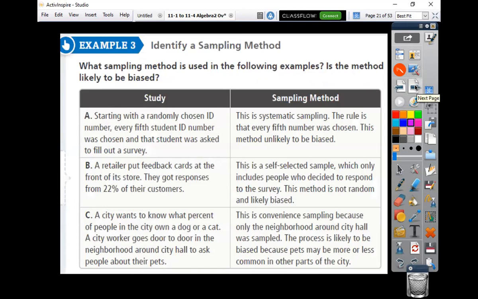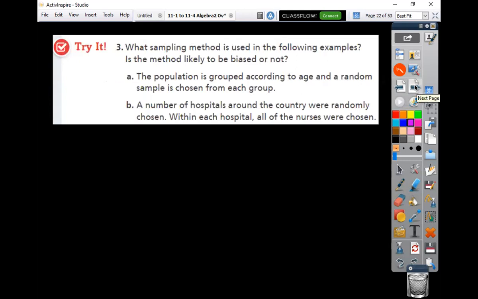Then let's see, what sampling method is used in these examples? You can read through those. That's all explained on that slide.